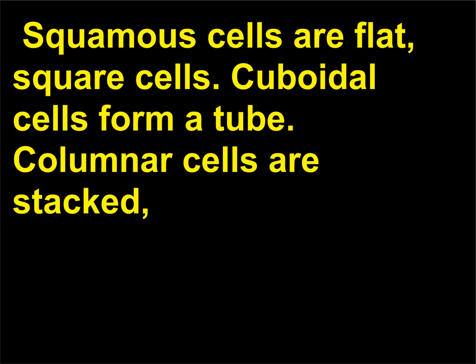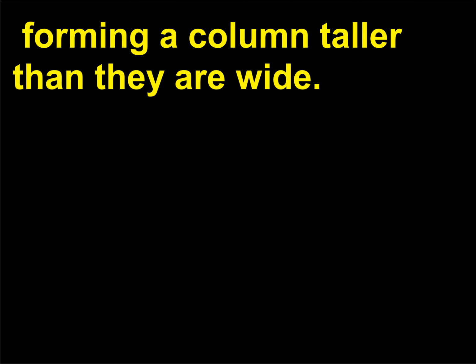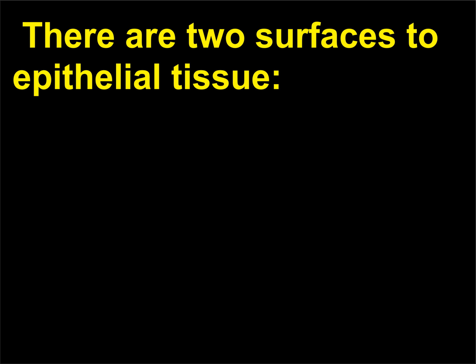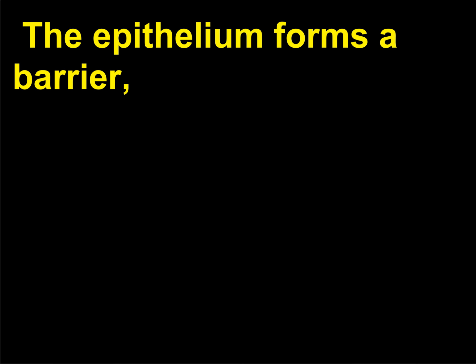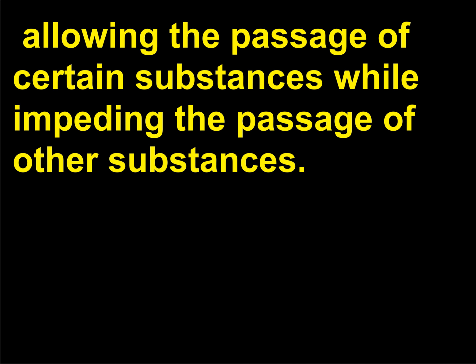Squamous cells are flat, square cells. Cuboidal cells form a tube. Columnar cells are stacked, forming a column taller than they are wide. There are two surfaces to epithelial tissue. One side is firmly attached to the underlying structure, while the other forms the lining. The epithelium forms a barrier, allowing the passage of certain substances while impeding the passage of other substances.